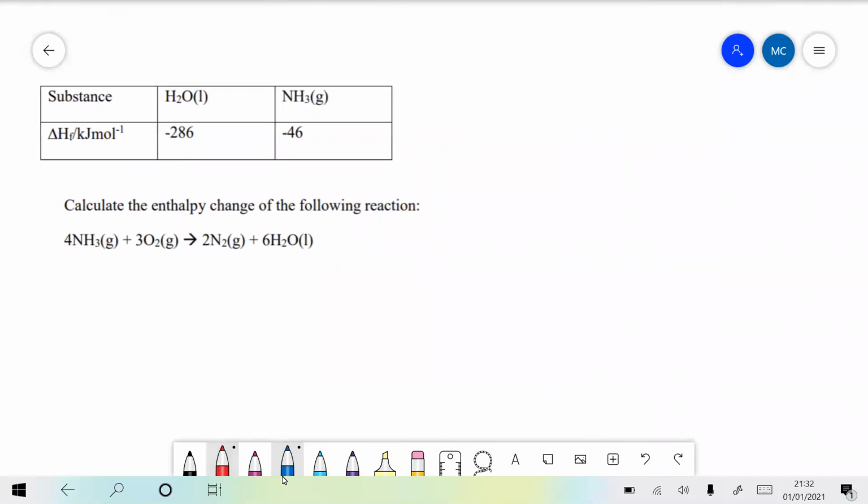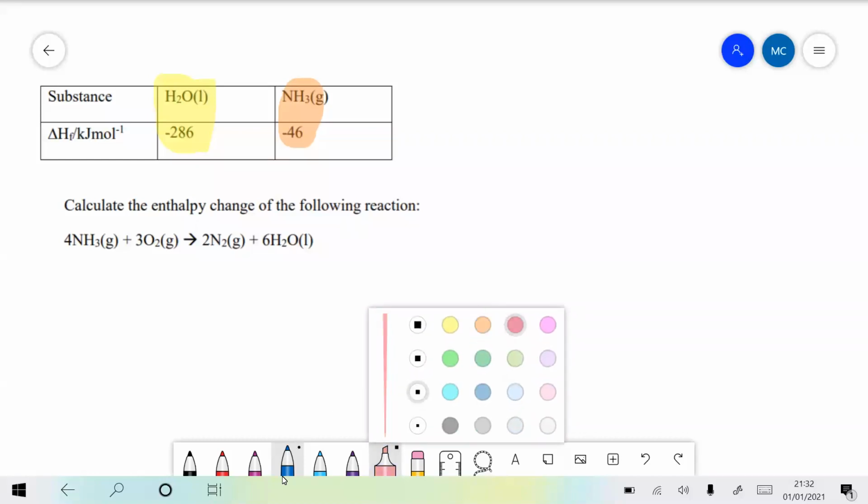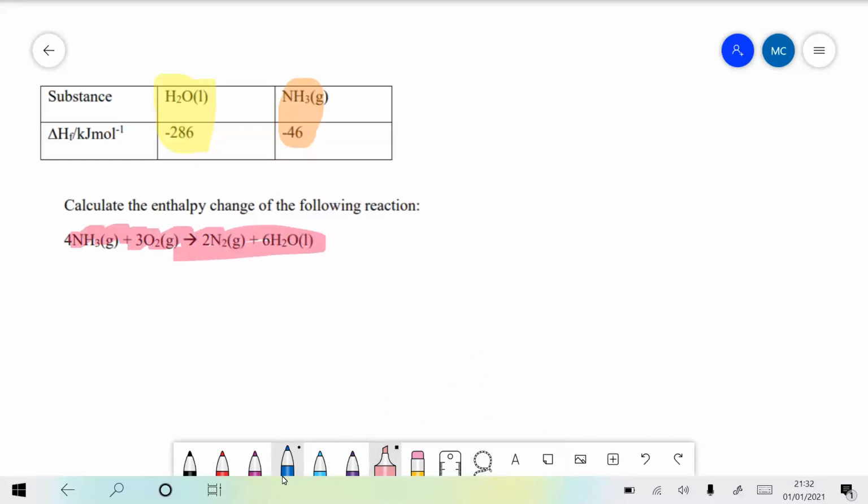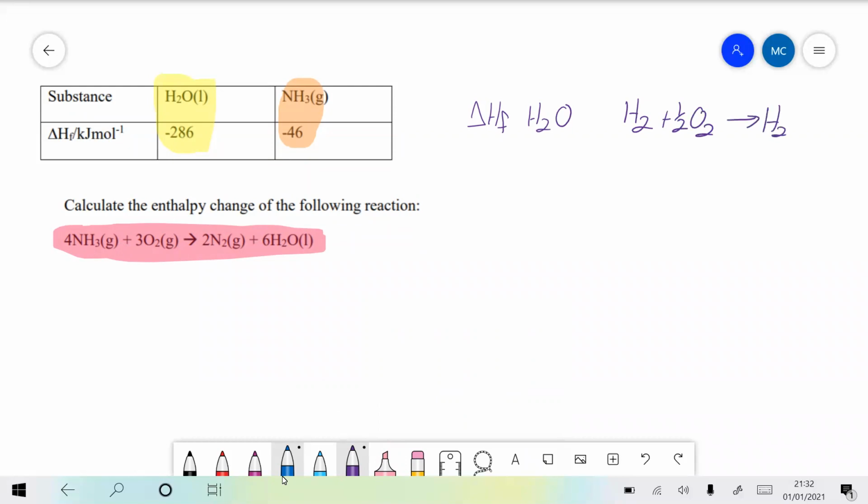So we have 3 reactions. The reactions are formation of water, and we've got the corresponding value; formation of ammonia, with its corresponding value; and the enthalpy change of the reaction that we need to find. We are going to write all of them down. So delta HF of H2O is H2 plus half O2 to give H2O, and this value is minus 286 kilojoules per mole.